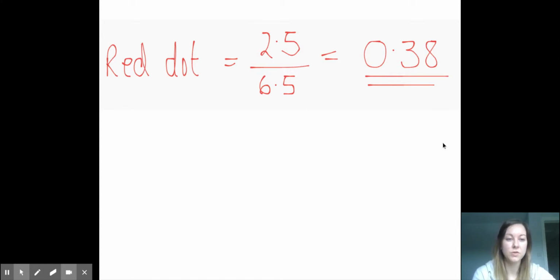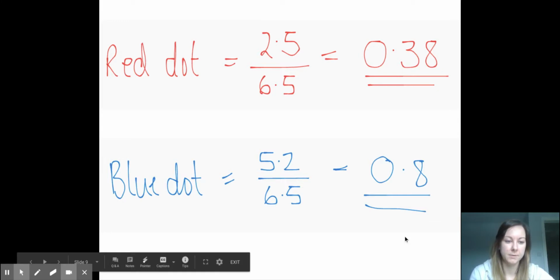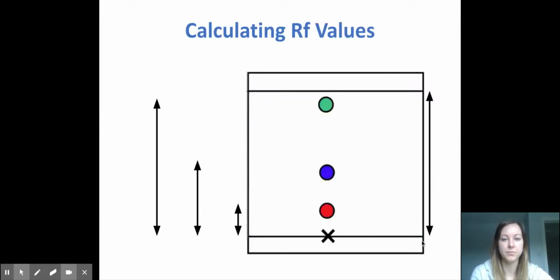Now there are no units for this because it's like a kind of ratio, if that's a helpful way to think about it. To calculate the blue dot, we've got 5.2 divided by 6.5 and we get 0.8. So very, very easy, very straightforward to calculate retention factor.